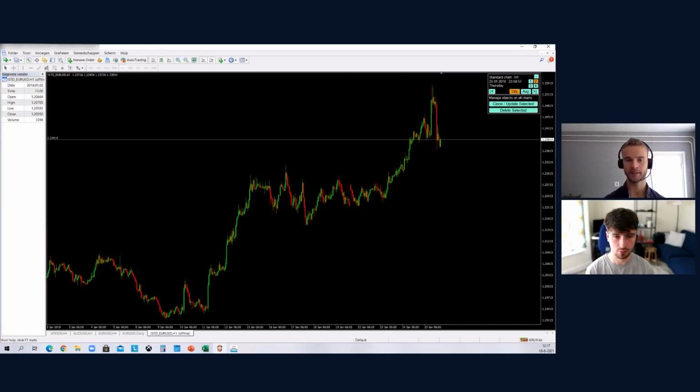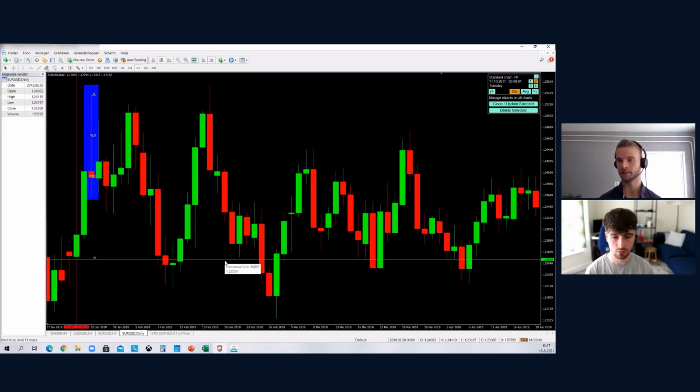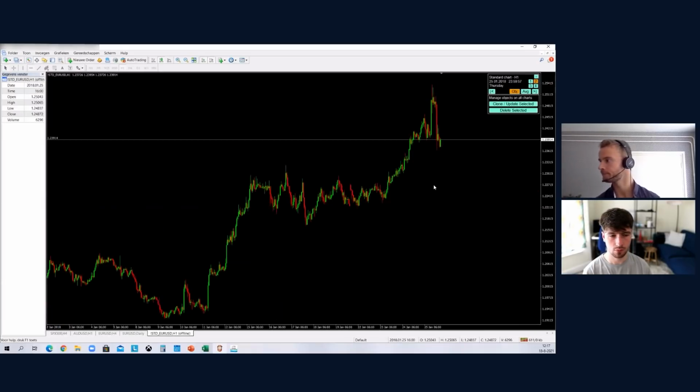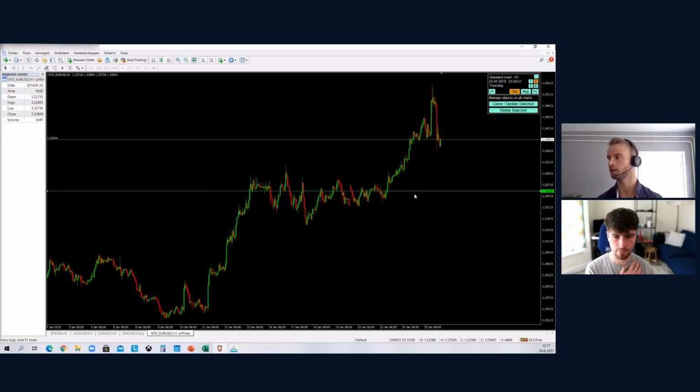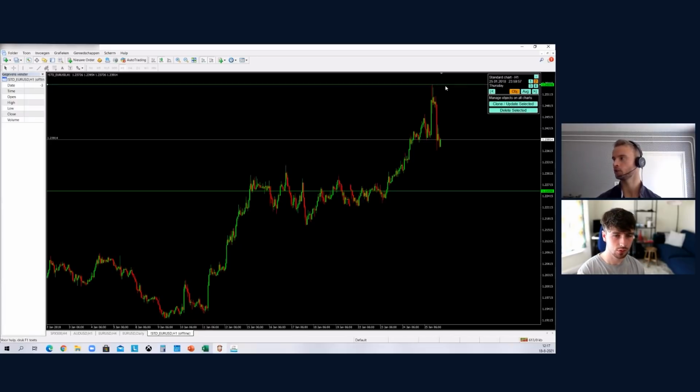Now, as we have made the rules, we want to enter at H1 structure and we want to target this green line. So the next thing I want to do is put that green line on this chart. As you can see, it's 1.2255. So that's the target we're going to hit. Stop loss goes above this high, which I won't be making precise right now, but you get the point.